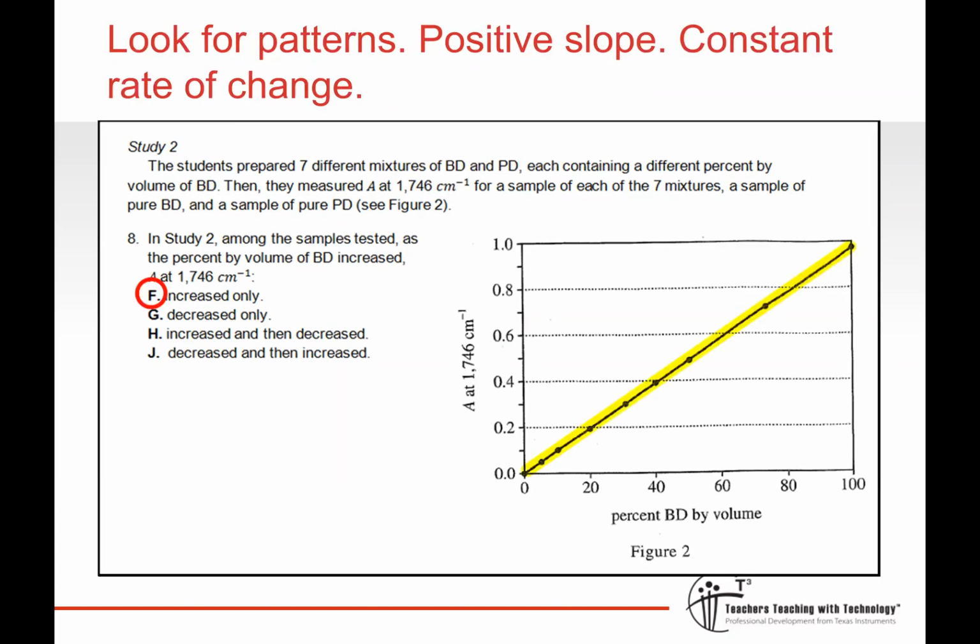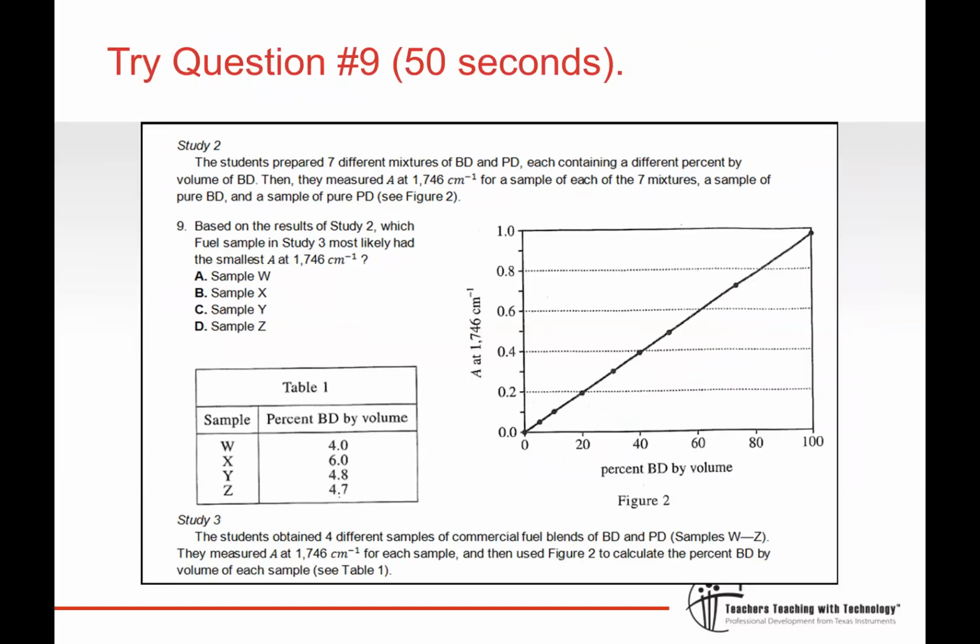Okay, so on this one, yeah, as percent BD by volume increases, right? This yellow line, as we're increasing to the right, isn't the yellow line going up? Doesn't this have a positive slope? So it must be letter F. It is increasing only. Okay, let's try another one here. Take yourself 30 seconds.